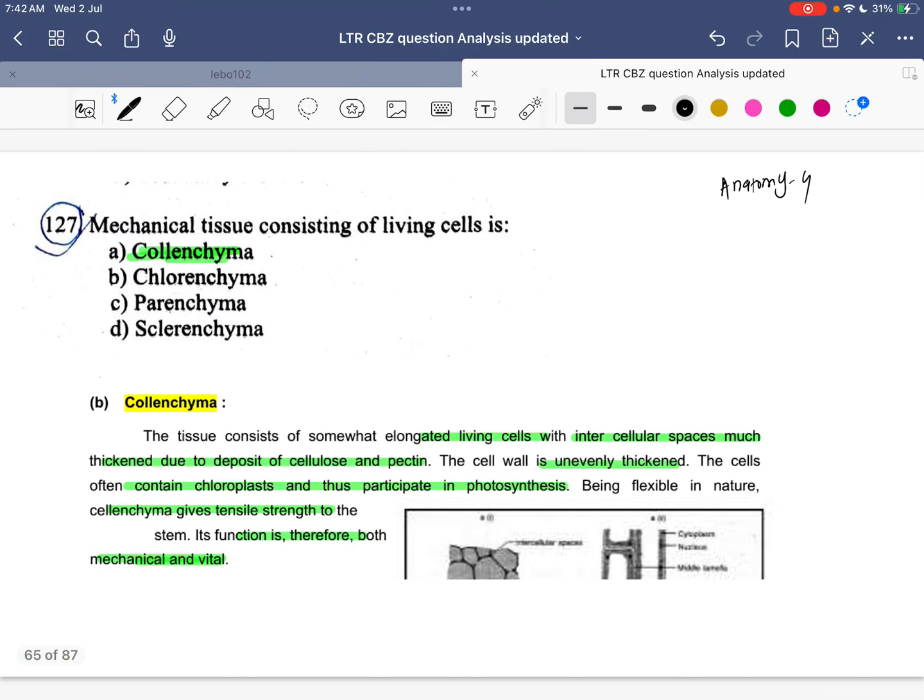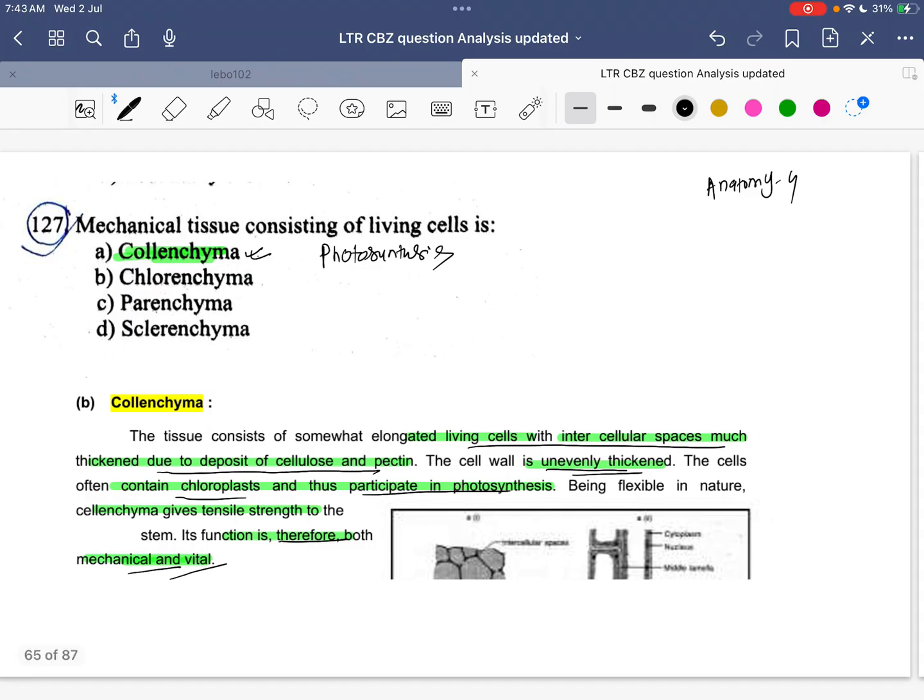Question 127: mechanical tissue consisting of living cells is collenchyma. Collenchyma does photosynthesis because its cells have chloroplast. The tissue consists of somewhat elongated living cells with intercellular spaces, thickened due to deposits of cellulose and pectin. The cell wall is unevenly thickened. The cells contain chloroplast and thus participate in photosynthesis. They are flexible in nature. So the stem function is therefore both mechanical and vital. Right.